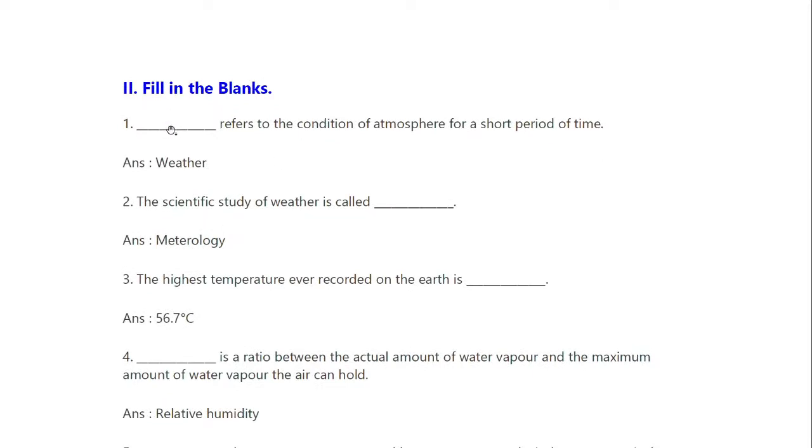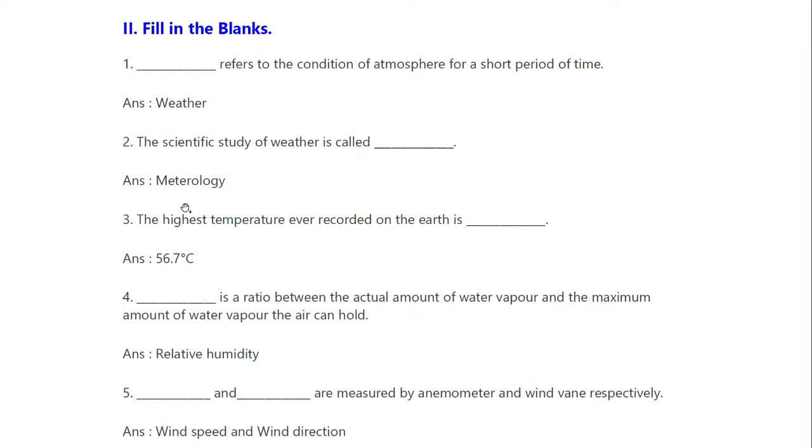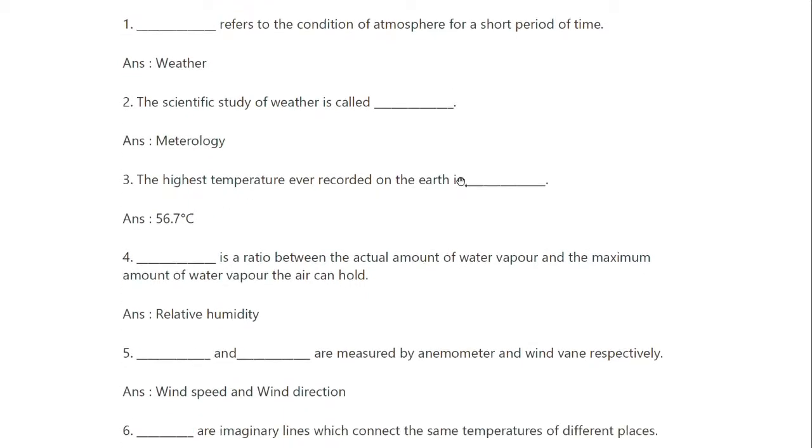Next, fill in the blanks. Dash refers to the condition of atmosphere for a short period of time. That is, the atmosphere condition for a short period of time. So, that is the weather. The scientific study of weather is meteorology. The highest temperature ever recorded on the earth is 56.7 degrees Celsius.